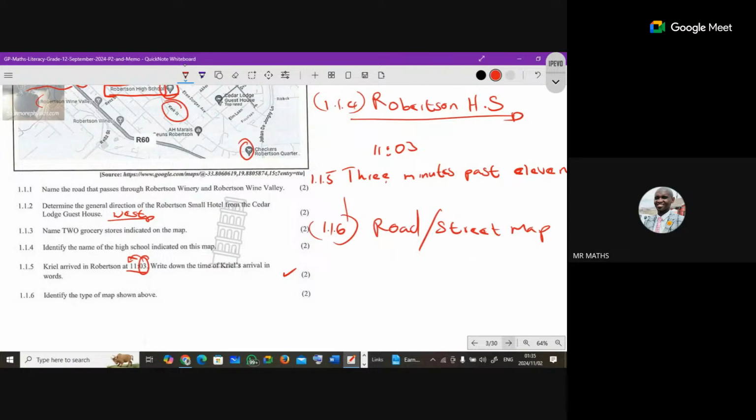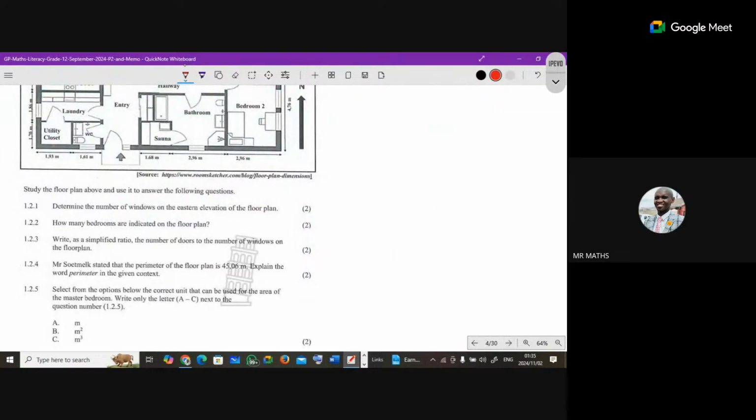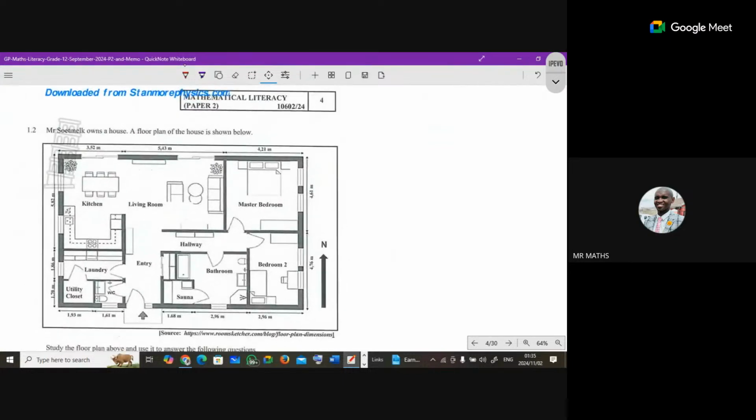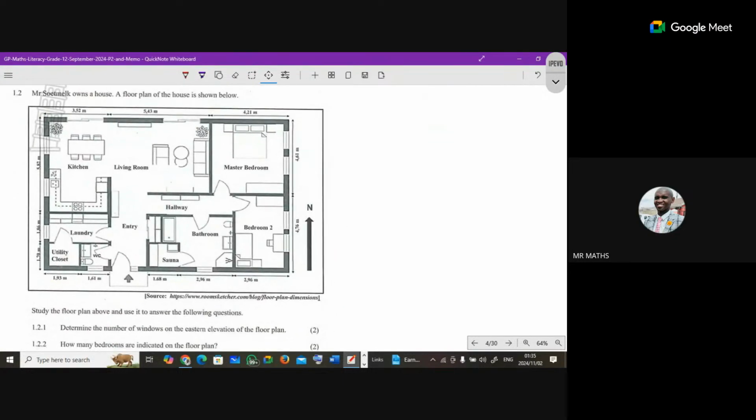Okay, guys, let's go to the next question. Here we see 1.2 now. Mr. Salt Milk owns a house. A floor plan of the house is shown below. As you can see, we are given the floor plan and we are given the dimensions, the real dimensions, because we are given meters, remember? So those are the real dimensions. And we are not given any scale for that matter, which is fine. No problem at the moment.